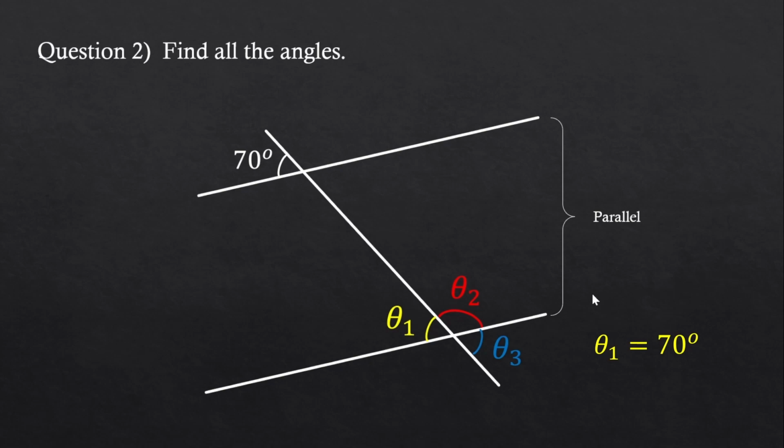And what did I say about this opposite side angle? It should be the same angle. I mean, they do look the same angle size too, right? So theta 3 is also 70 degrees.